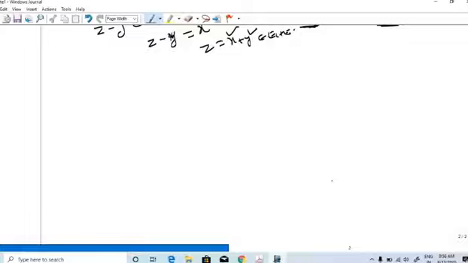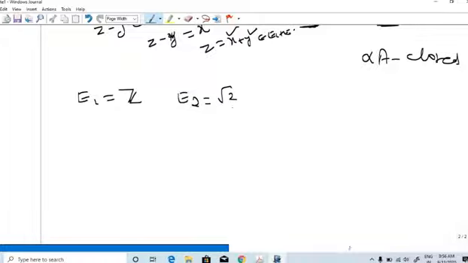Suppose we take E1 to be the set of all integers. The set of all integers is a closed set in R. And we know that if A is a closed set and we multiply by some scalar, this is also closed. If A is closed, then alpha times A is also closed. Since Z is a closed set, we take E2 to be root 2 times Z, where root 2 is some scalar. Root 2 times Z is also a closed set. Therefore, both E1 and E2 are closed sets.